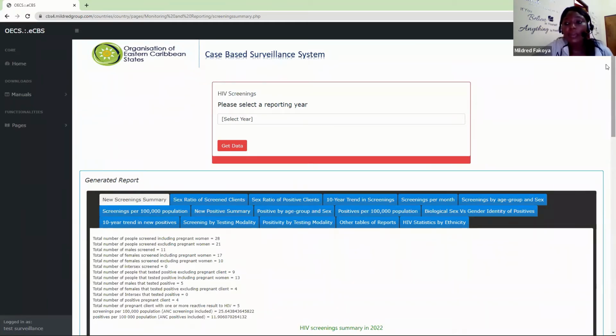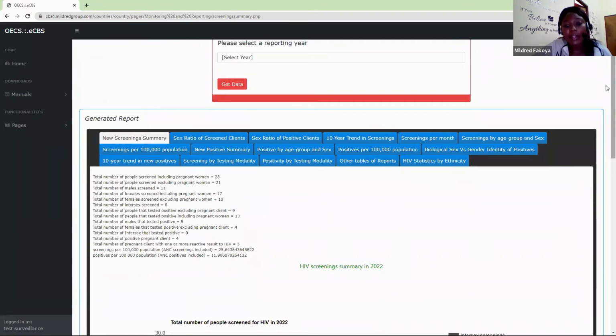So if you get this report today and you need a report in the next 2 weeks, it's advisable to get your reports the day you need it, because if they're using the system in the country, any new data entered will change the figures. If you have 28 screenings today and at the end of today there are 10 new screenings, by the end of today it becomes 38. And it happens in real time.